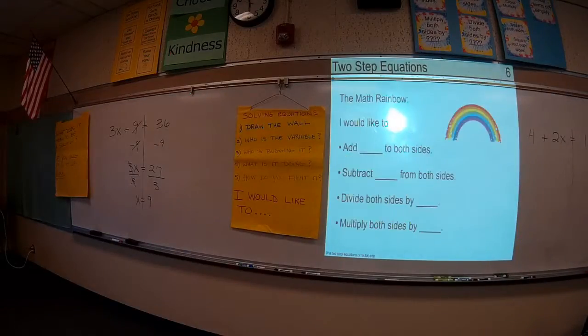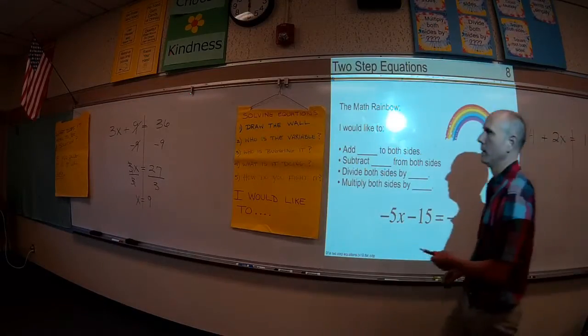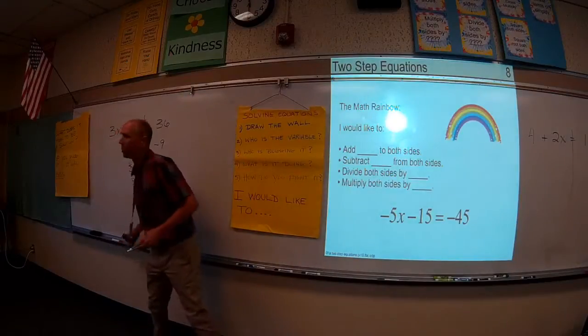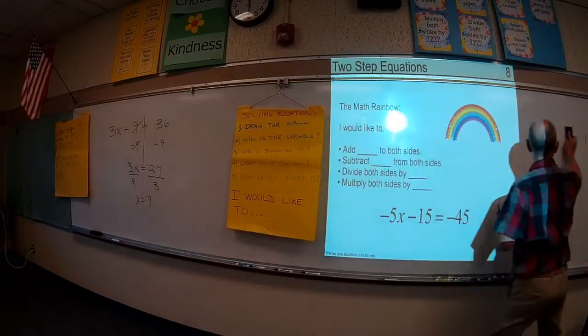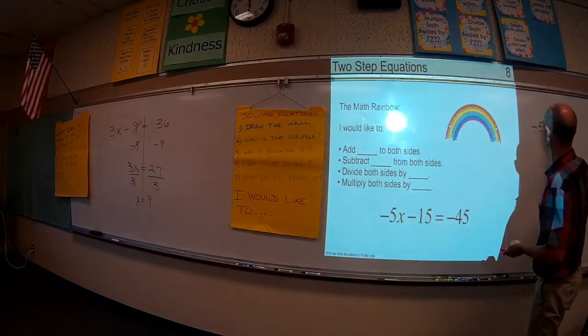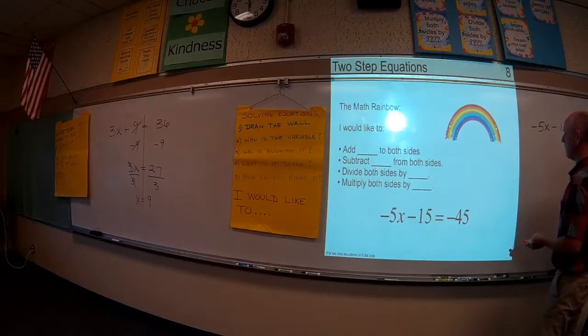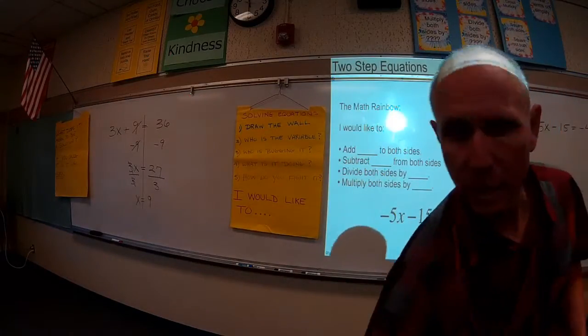Okay. So rainbow poster, I have it posted up here. Add to both sides, subtract from, multiply, divide. So we're going to do another one. Skip that one. Let's go to this one. We're going to do 3 more in your notes. Negative 5x minus 15 equals negative 45. Let's turn the camera so that they can see at home.